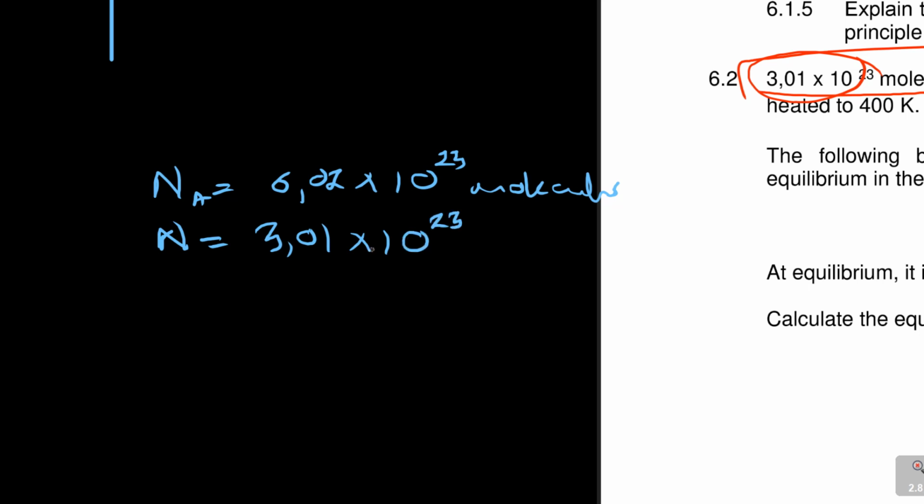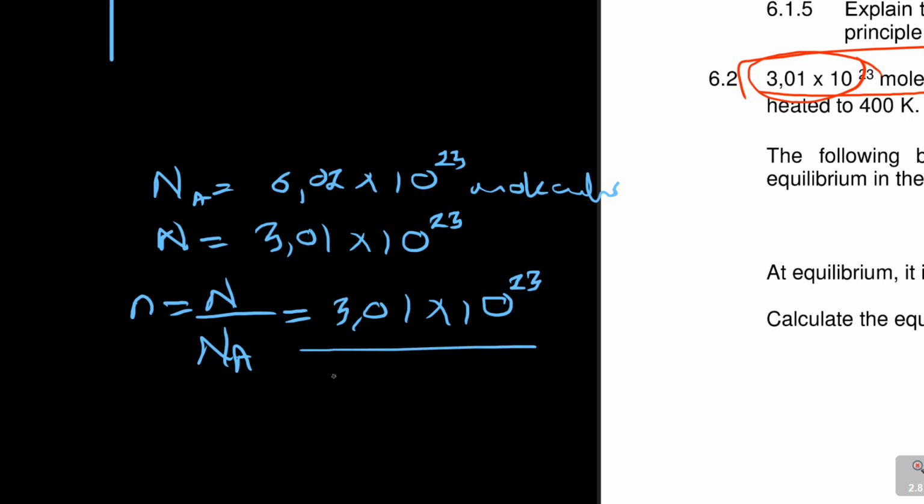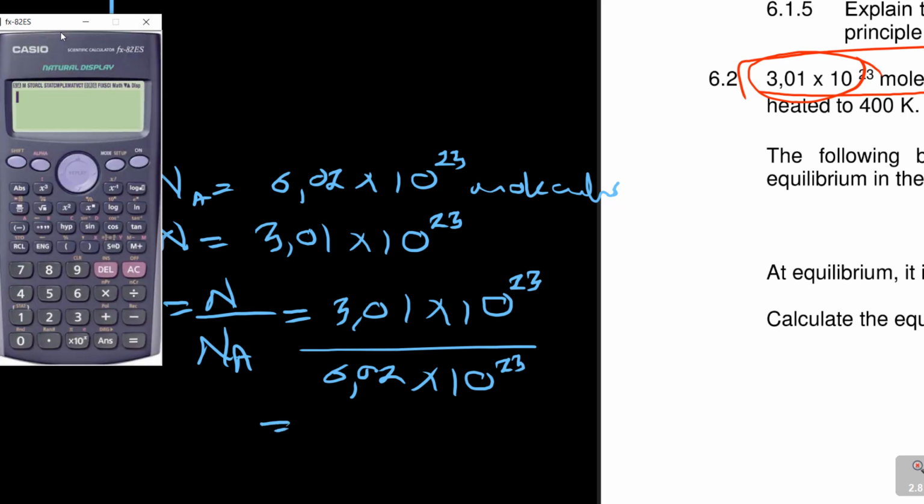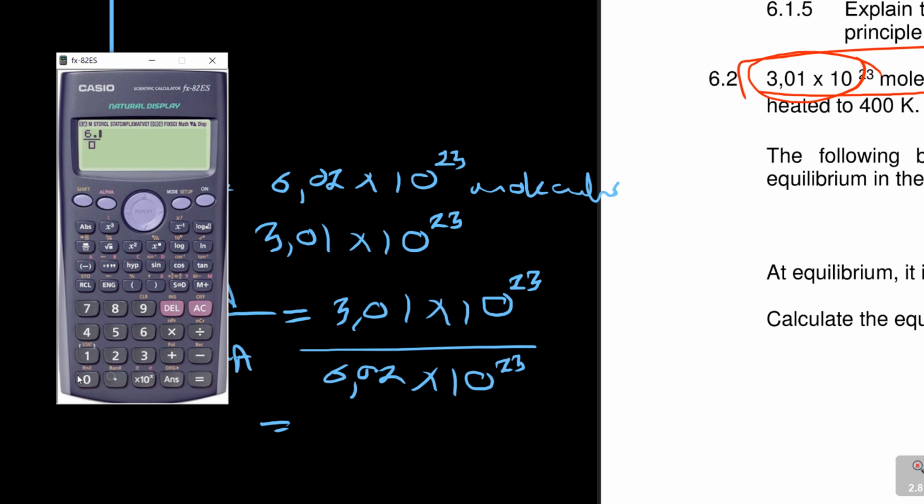So now there's a formula that is connecting these two. What does it say? It says n is equal to N over Na. Stay in your formulas, check your formulas. So my n is 3.01 times 10 to the power 23 over 6.02 times 10 to the power 23. Then you can now use that to find the number of moles.